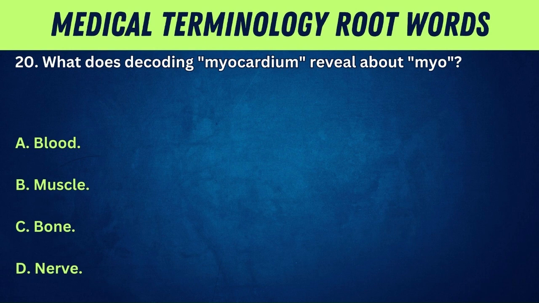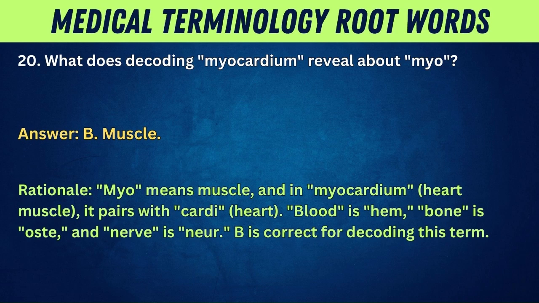20. What does decoding myocardium reveal about myo? A. Blood. B. Muscle. C. Bone. D. Nerve. Answer: B. Muscle. Rationale: myo means muscle, and in myocardium, heart muscle, it pairs with cardi, heart. Blood is hem, bone is ost, and nerve is nor. B is correct for decoding this term.